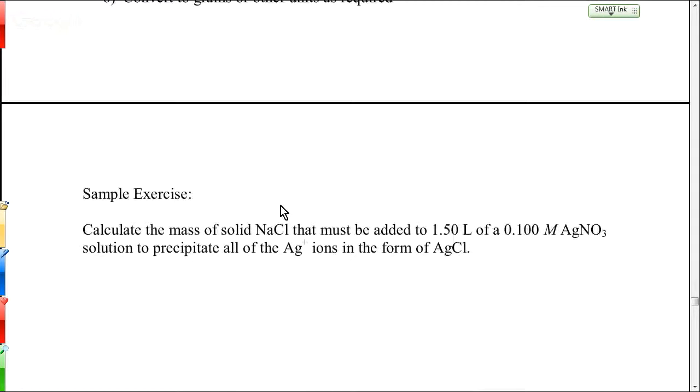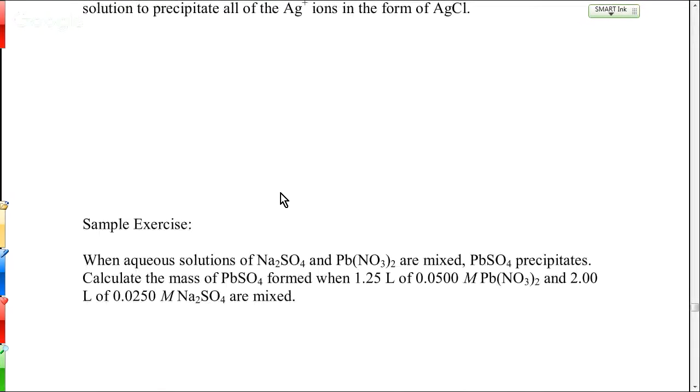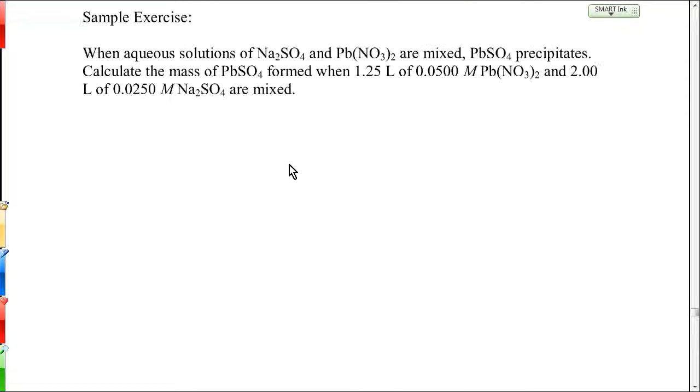So let's do one example here. The second one, where we're now dealing with concentrations instead of masses. Actually, concentrations and masses. So when aqueous solutions of sodium sulfate and lead nitrate are mixed, lead sulfate precipitates. Calculate the mass of lead sulfate formed when 1.25 liters of a 0.05 molar lead nitrate and 2.0 liters of 0.025 molar sodium sulfate are mixed.